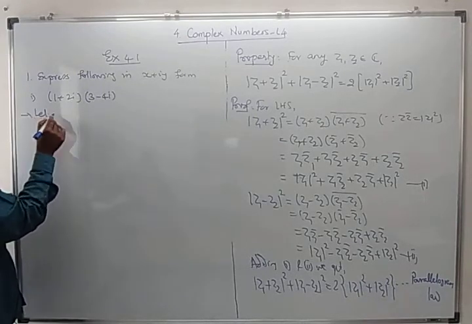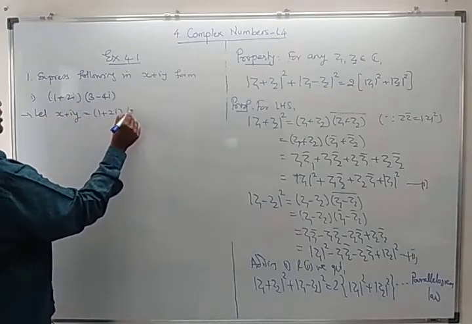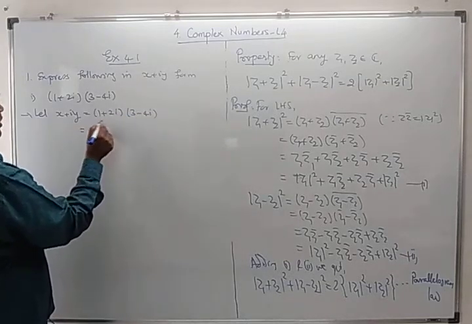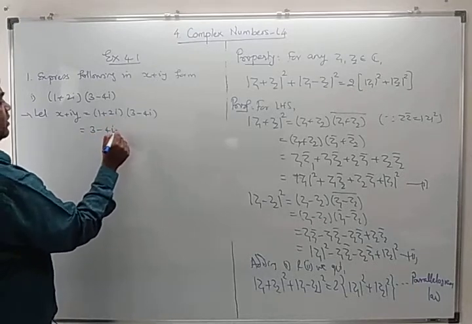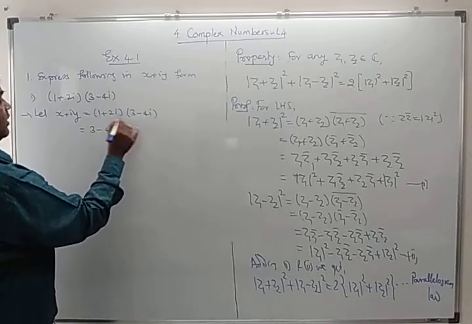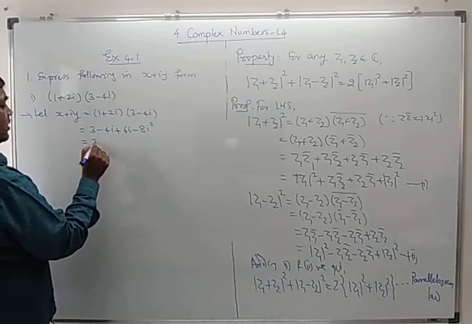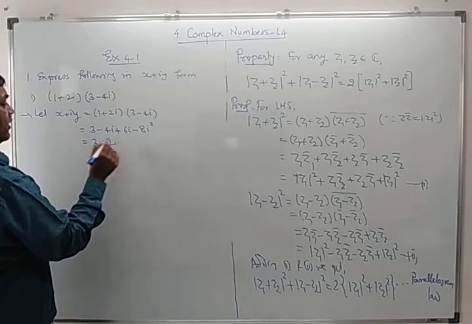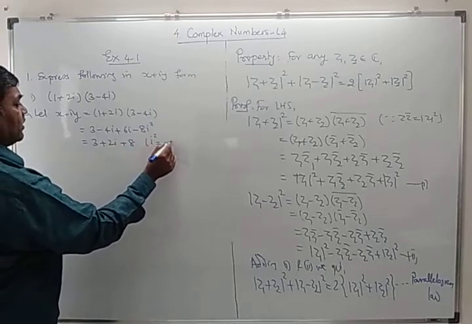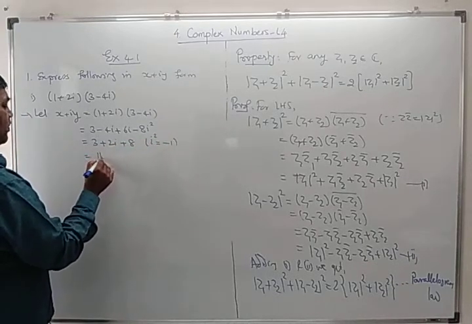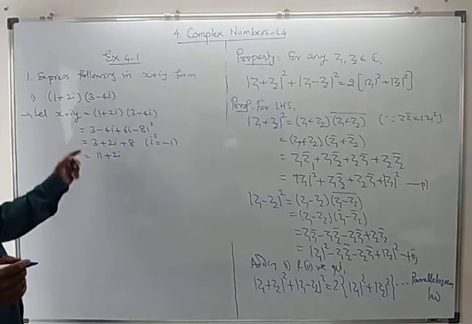Let x plus iy is equal to 1 plus 2i into 3 minus 4i. This is nothing but 1 into 3 minus 4i plus 6i, and this will become minus 8i squared. Since i squared is minus 1, it is 3 plus 2i and this becomes plus 8. So, 11 plus 2i.